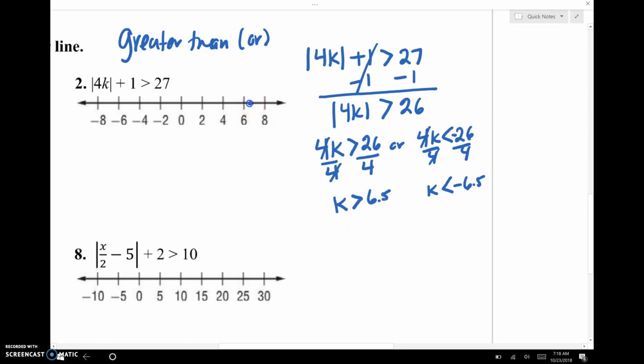So 6.5 is around right here, and it's an open circle. So what numbers are greater than 6.5? Well, those are the numbers to the right. And here we have k is less than negative 6.5. So we go to negative 6.5, which is right here, open circle. And we're looking at the numbers that are to the left.